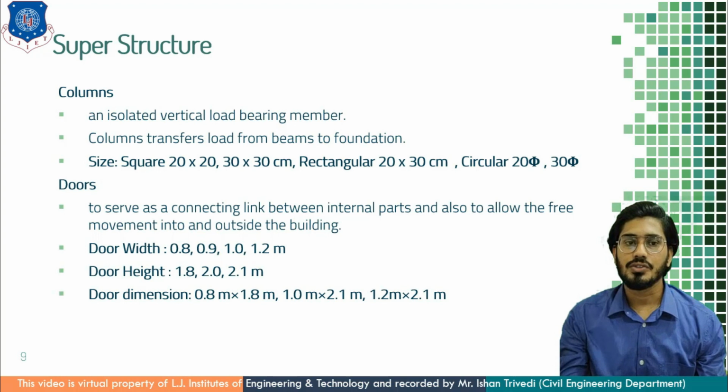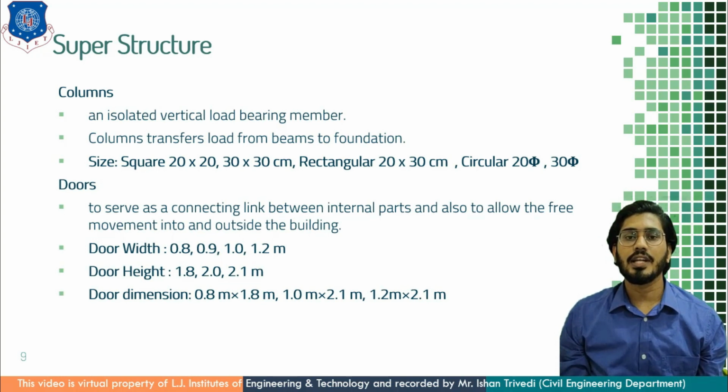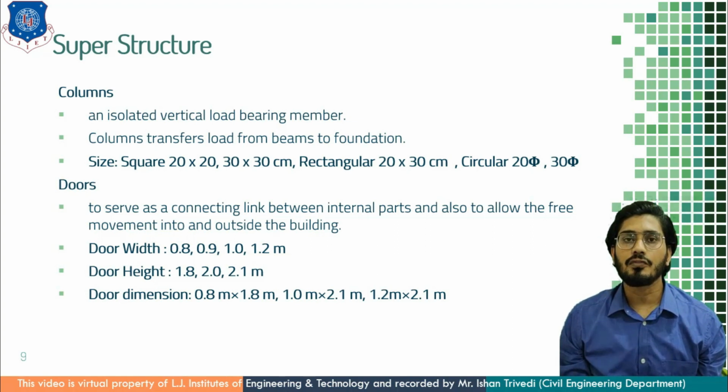Next is doors. The main function of a door in a building is to serve as a connecting link between internal parts and also to allow free movement into and outside the building. It is also part of the privacy of a building. The thing you have to remember here is the width and the height of the door.